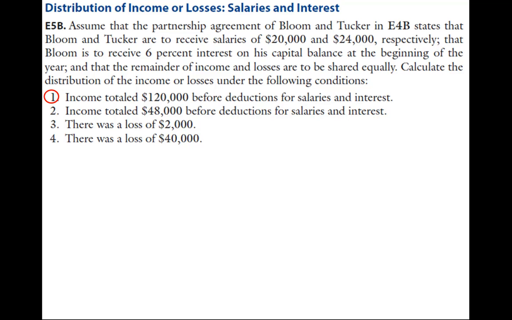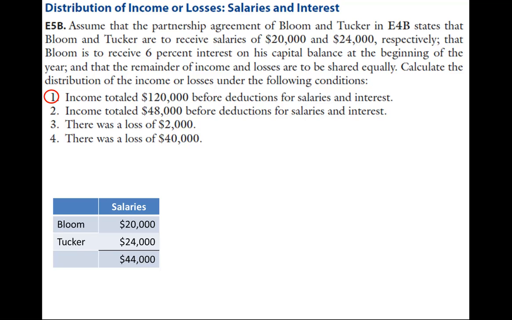So under example 1, we're going to assume that our income totaled $120,000 before deductions for salaries and interest. So the first thing we have to take into account is salaries. Whenever salaries are involved, those are the first to be paid out. So Bloom will receive $20,000 and Tucker will receive $24,000. So at this point, we have distributed $44,000 of the total income of $120,000.